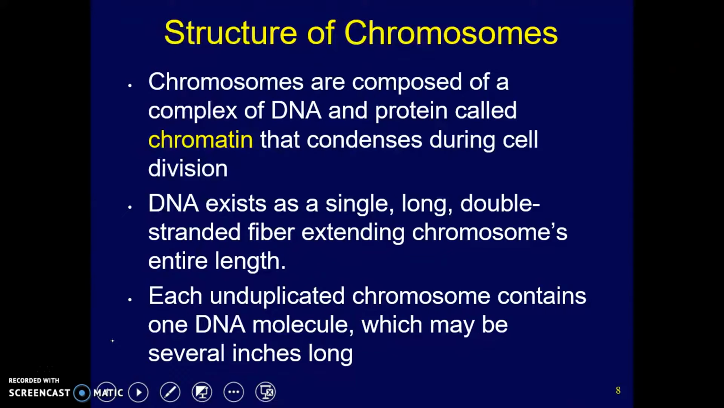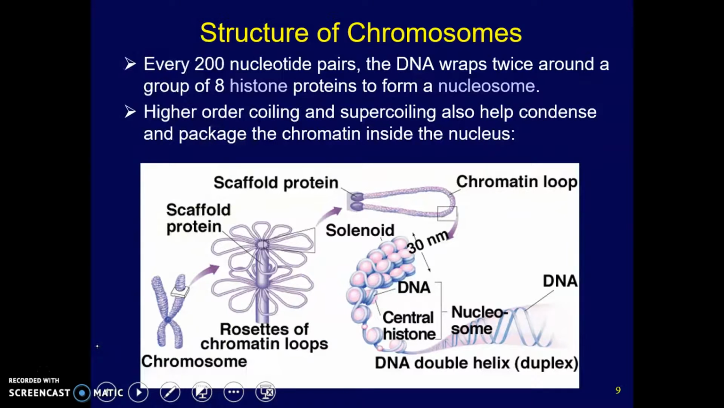In the human body, if you were to string all the DNA together from just one cell, it would roughly be over 6 feet long. That's how much DNA the body has. Every 200 nucleotide pairs, the DNA wraps twice around a group of 8 histone proteins to form a nucleosome. Higher order coiling and supercoiling also help condense and package the chromatin inside the nucleus. And this is basically the only way DNA can end up in a tiny, tiny cell: the DNA is tightly wrapped around those histones.